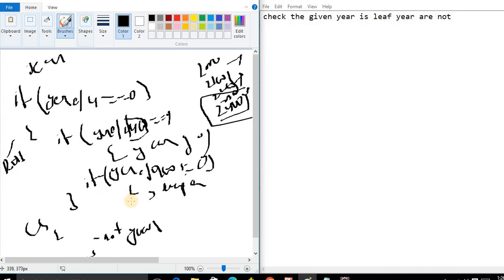Next is the else condition. If both conditions are not satisfied, we go into the else condition. The else condition is not a leap year. Okay, I will run it.